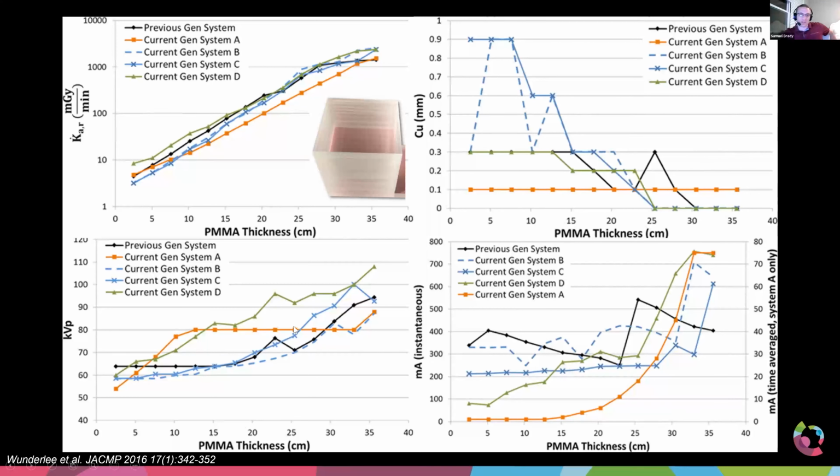It's not as aggressive. And so by the point where system 1, this A, was 80 kV from 10 centimeters all the way out to 35 centimeters, this blue X system really doesn't even get to 80 kV until the patient's relatively large. So because you use larger filters, they're able to do a more consistently low kV. Therefore, the contrast is going to be just much more intense.